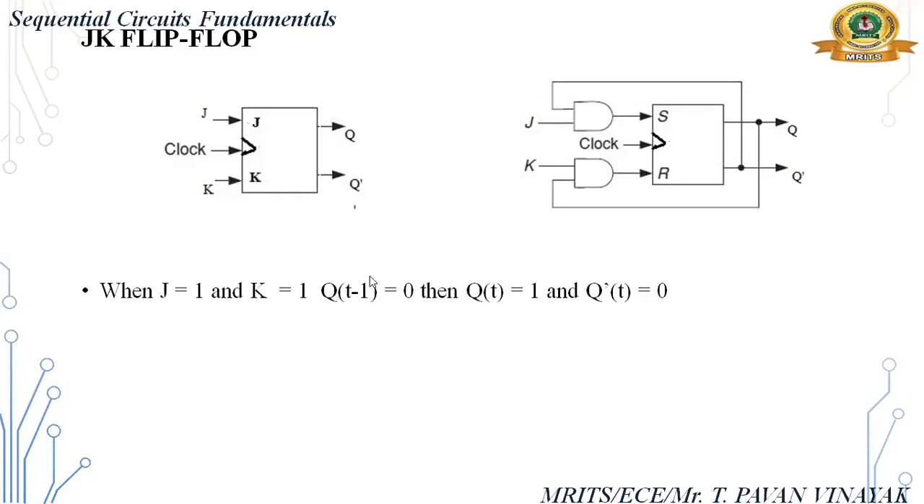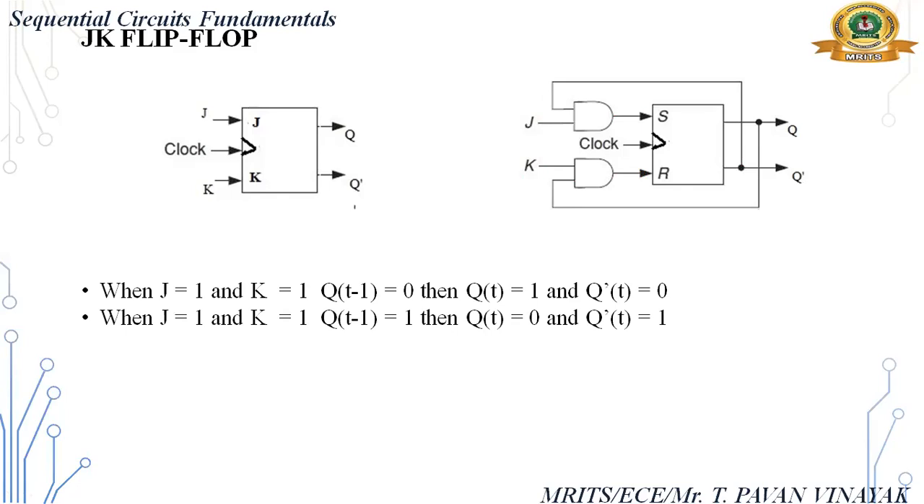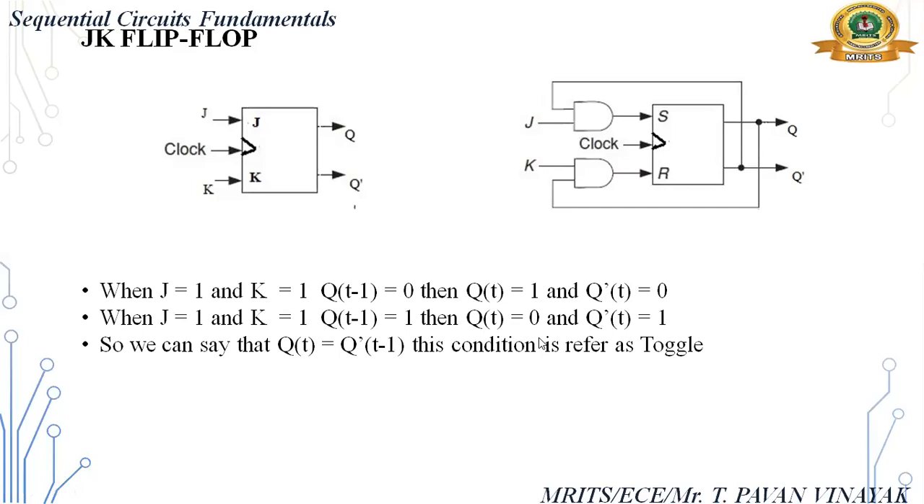When J is equal to 1, K is equal to 1, and the previous state is 0, then we get Q of T as 1. When J is equal to 1, K is equal to 1, and Q of T minus 1 is 1, meaning the previous state is 1, then we get Q of T as 0. So we can say Q of T is equal to Q bar of T minus 1. This condition is referred to as toggle. Why toggle? I will show in CircuitVerse later, and you can understand what toggle is. Next.